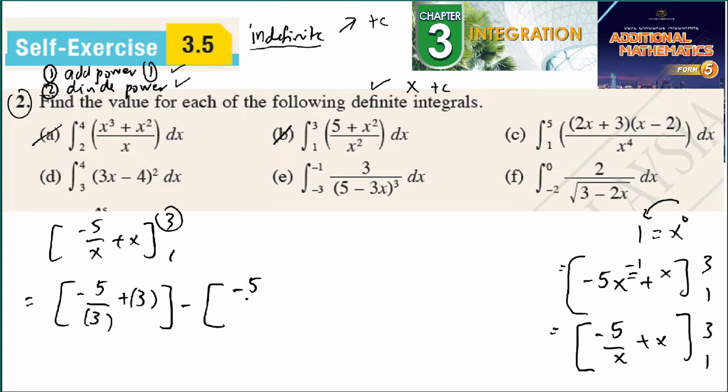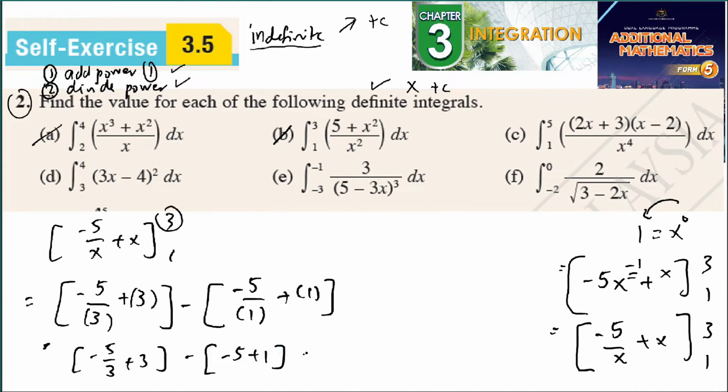So -5 over 1 plus 1. So here we get -5 over 3 plus 3 minus, so -5 plus 1. So just use a calculator and you will get 16 over 3.